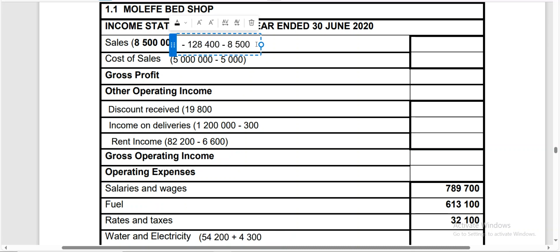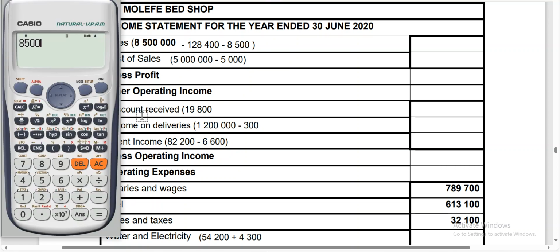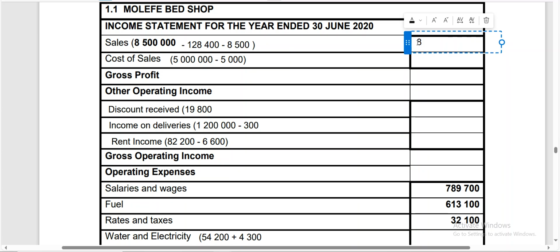Let's see here, guys. And remember, in the examination, the good thing is you won't be using software, so your answers will always be saved. So here we're going to say 8,500,000, and then we subtract 128,400, and then we also minus 8,500, and the answer that we got is 8,363,100. So we're going to have 8,363,100.